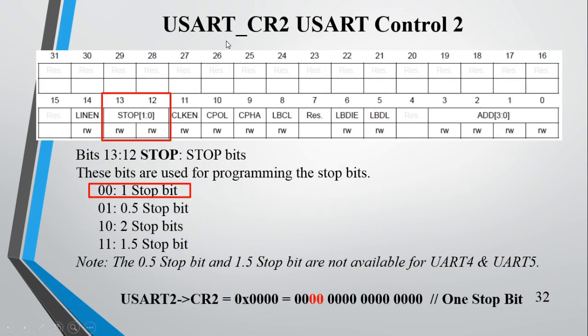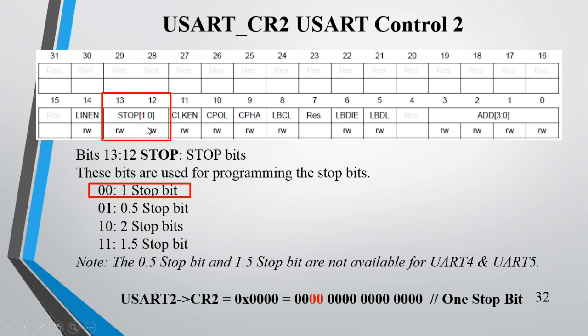So in this step, you are configuring the UART control register 2, that is CR2. So the main configuration that you are doing in control 2 is configuring the stop bit. Bit numbers 13 and 12 are used for configuring the stop bit. So if you are writing 00, that means one stop bit will be configured. If you are writing 01, it will be 0.5 stop bit, 10, 2 stop bits, 11, 1.5 stop bits. For the time being, I am configuring it as 1 stop bit.